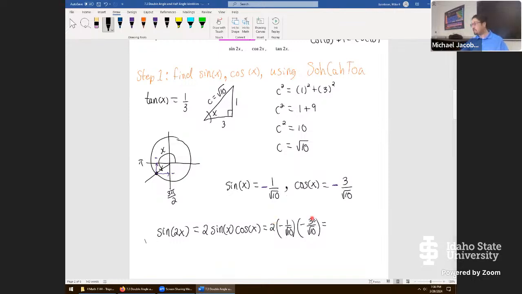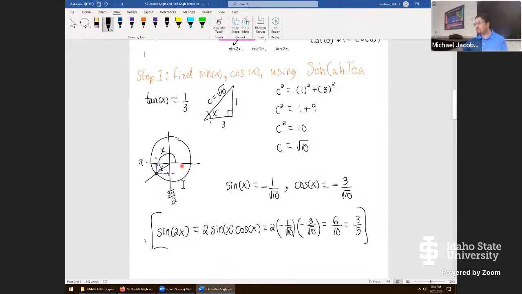Across the numerator, we have a +6. √10 times √10 in the denominator will give you just 10. Fraction then reduces to 3/5 altogether. This is a lot of work, but this is the punchline, so I'm going to put a box on this one, just to convey we're now hitting that actual target of the problem. We found sine 2x.